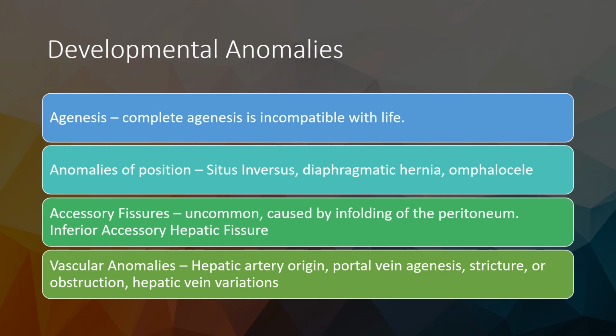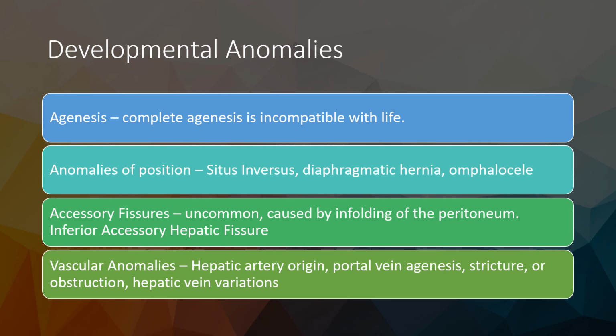Other anomalies are anomalies of position. These are things like situs inversus, where the organs are reversed. The liver is on the left side, the spleen is on the right side, or it may even be absent. Diaphragmatic hernias, these are things like when the liver might herniate through the diaphragm and into the thorax. Another one would be something like an omphalocele, where the liver is outside of the abdomen.